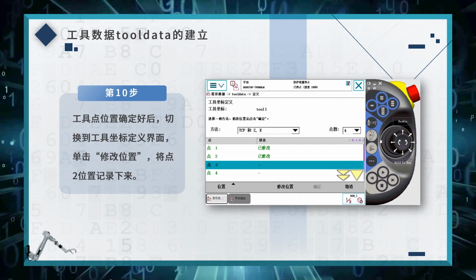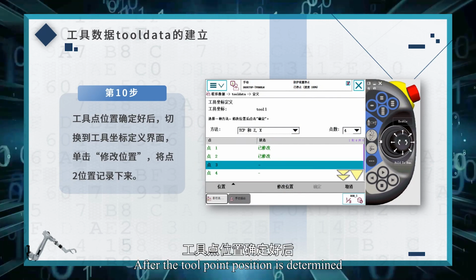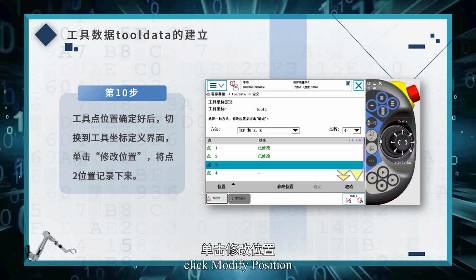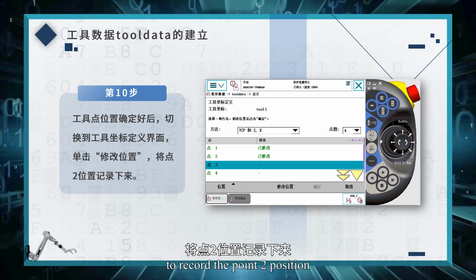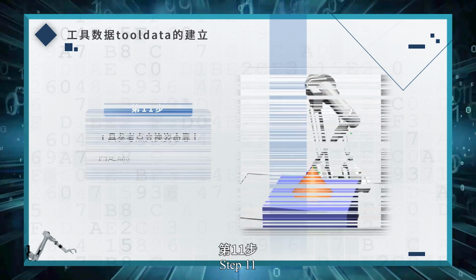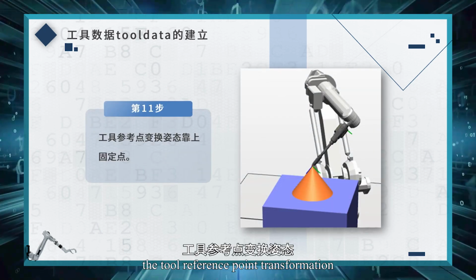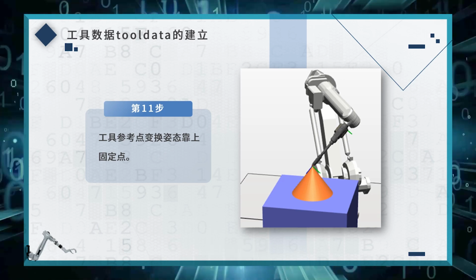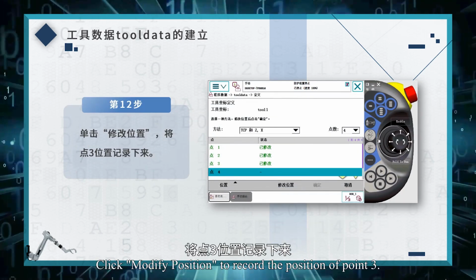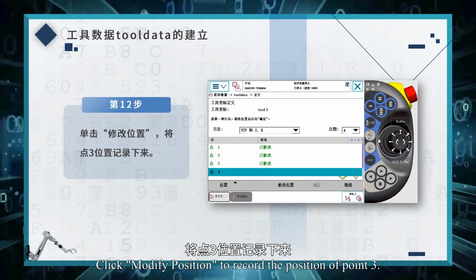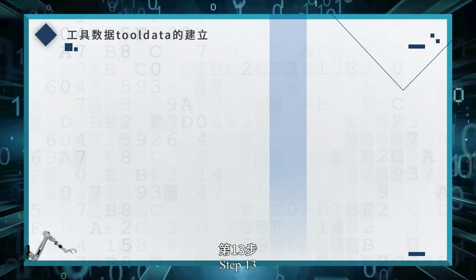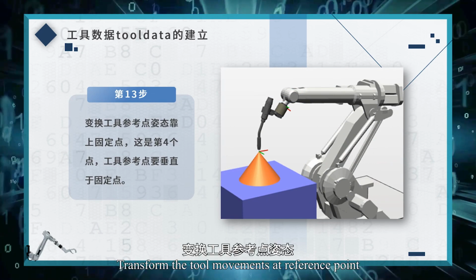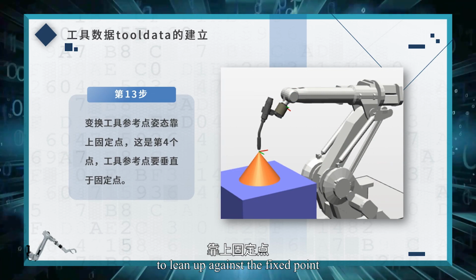Step 10. After the tool point position is determined, switch to the tool coordinate definition. Click Modify Position to record the point 2 position. Step 11. The tool reference point transformation leans up against the fixed point. Step 12. Click Modify Position to record the position of point 3. Step 13. Transform the tool movements at reference point to lean up against the fixed point.